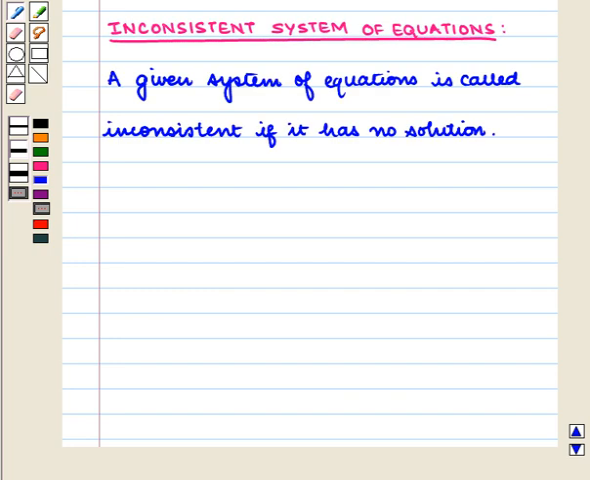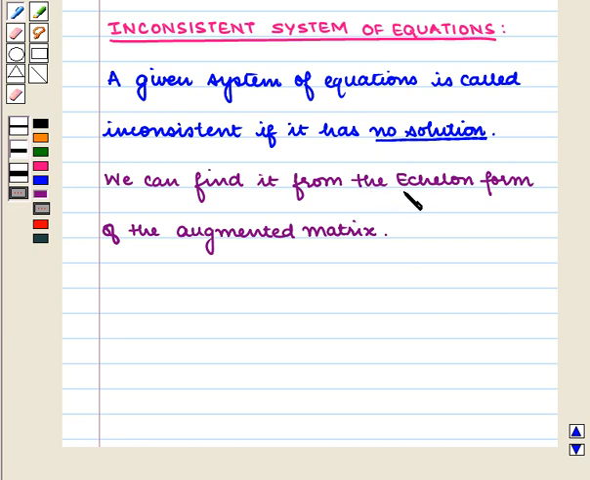A given system of equations is called inconsistent if it has no solution. We can find it from the echelon form of the augmented matrix. If all the entries in a row of an echelon form of augmented matrix except for the last entry are 0, then we have no solution.